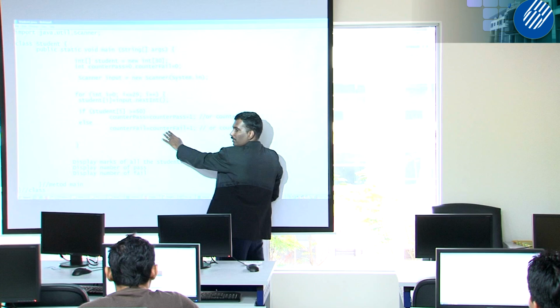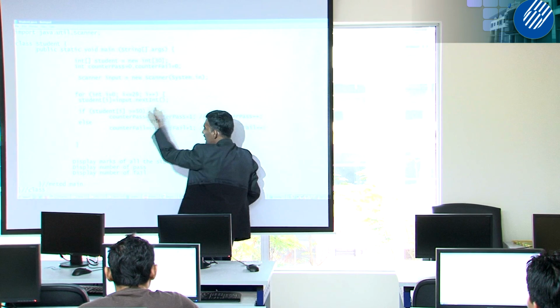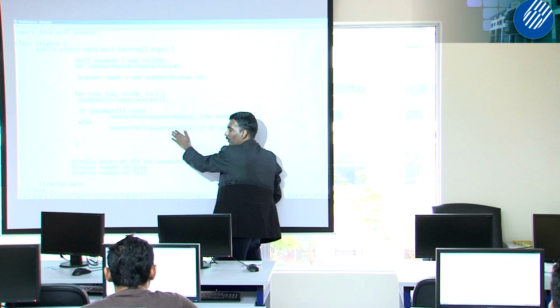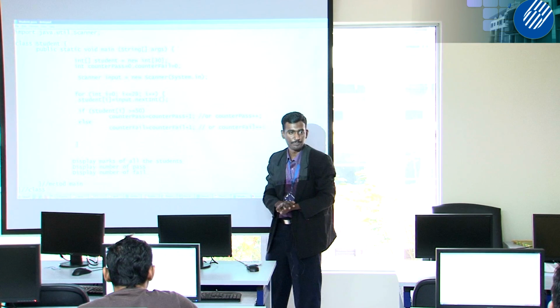If you don't put 0, when you process this the first time, counter fail equals counter fail plus 1. What's the initial value? Unknown. Unknown means the computer will take any garbage number. So it's very important to give an initial value.